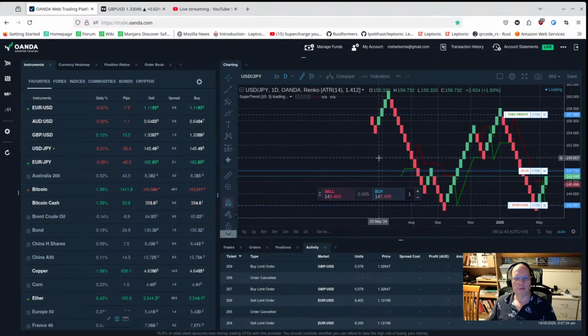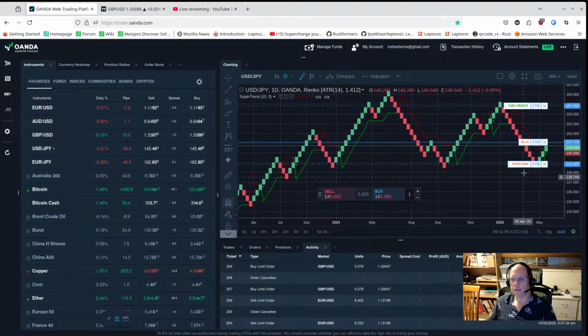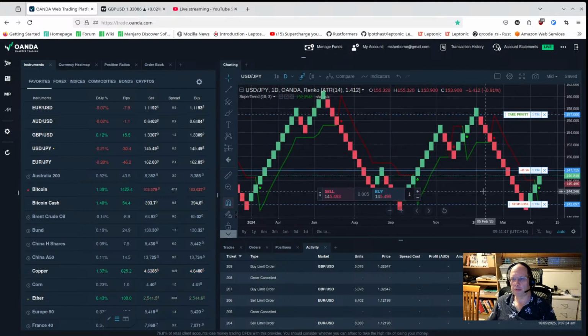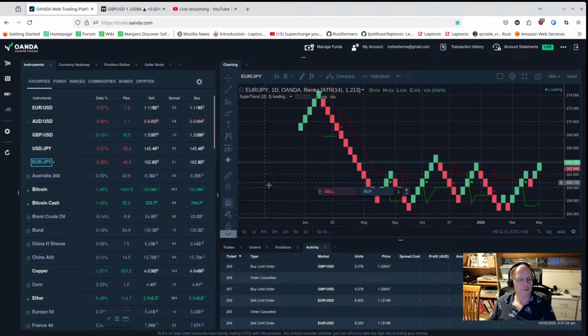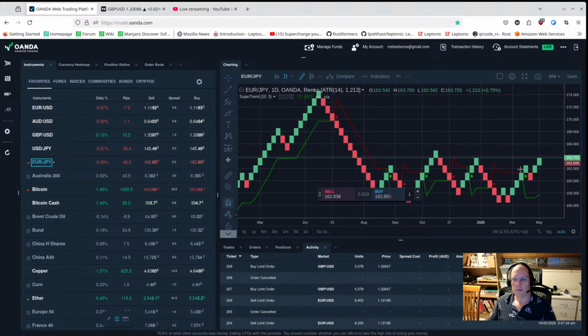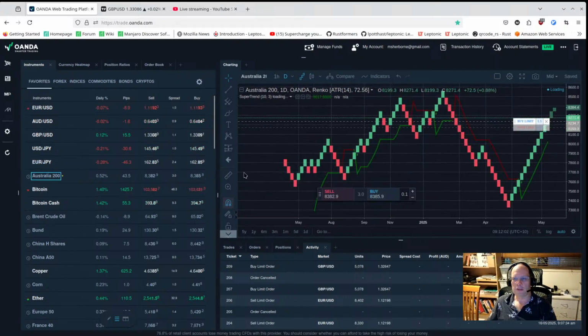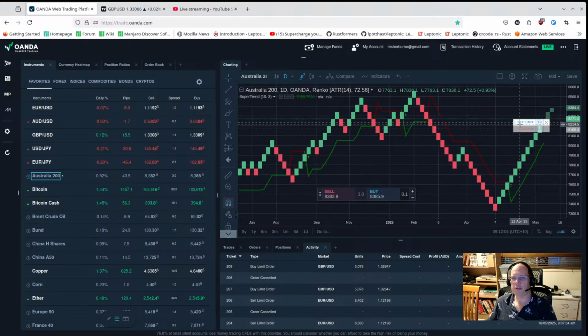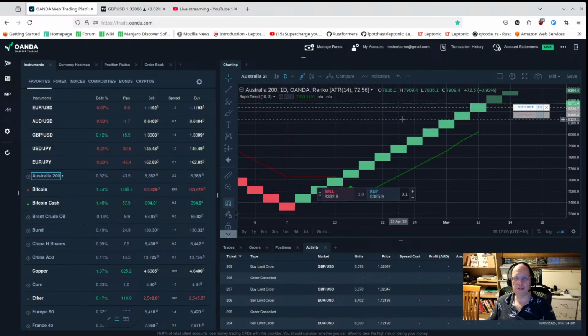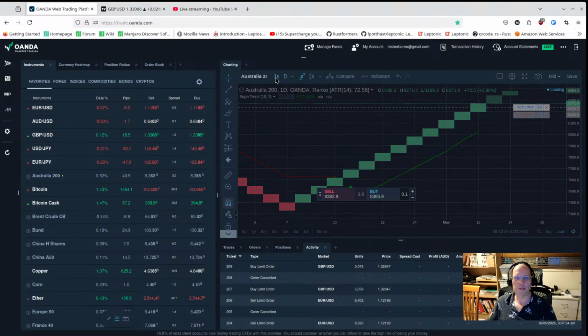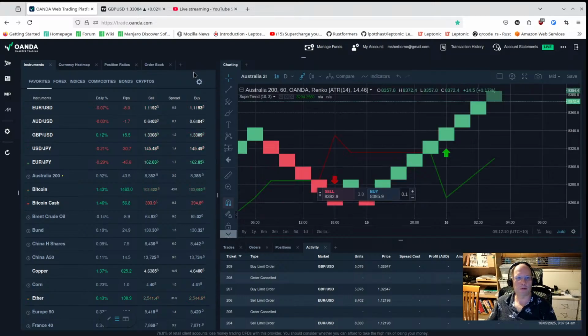US Pound, US Japan. So we're already in on that and we're losing money, but I think it's a good deal. Euro Japan. We should be up on that, but look, lower high, lower high, lower high. Not a good entry. Aussie. Come on, Aussie. I missed my limit again. Oh, I bought this, I put my stop loss at break even and it hit my stop loss.